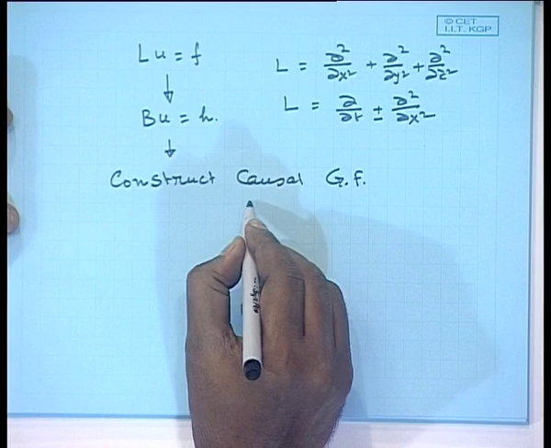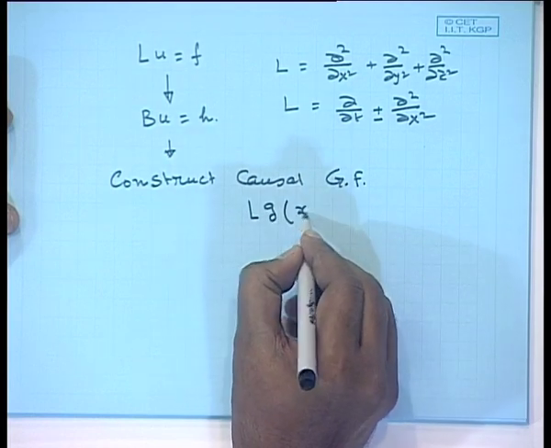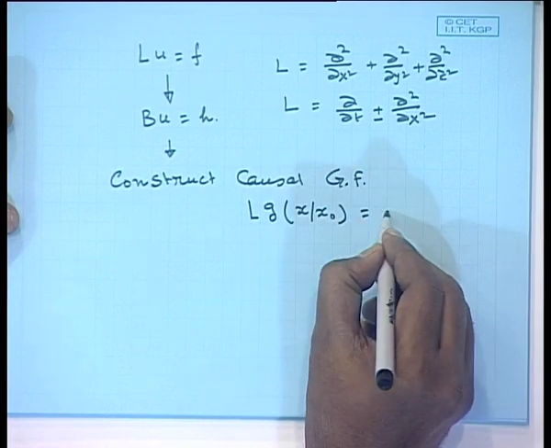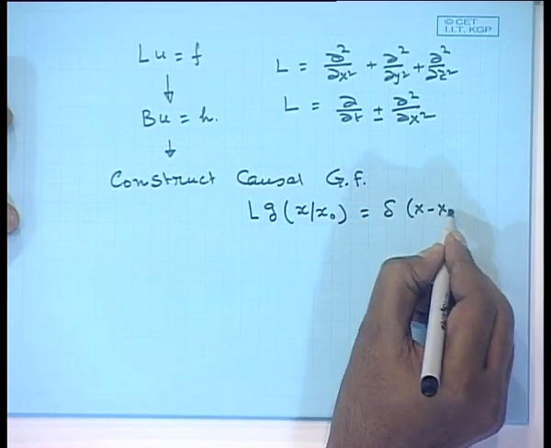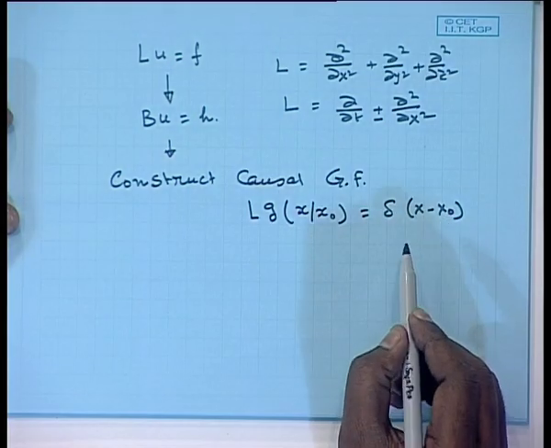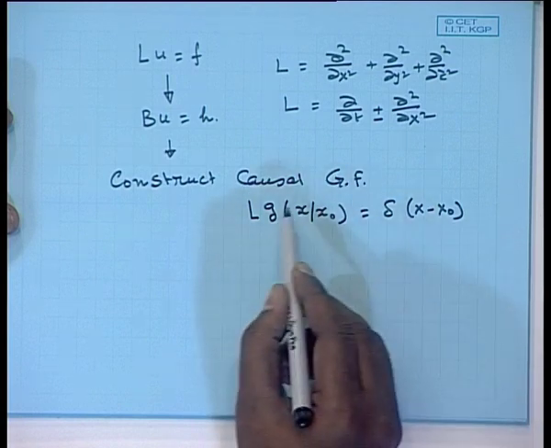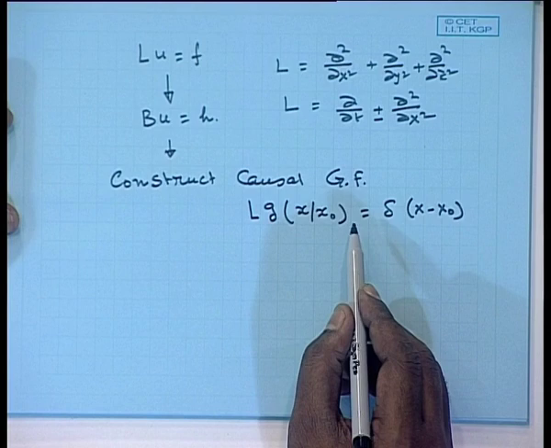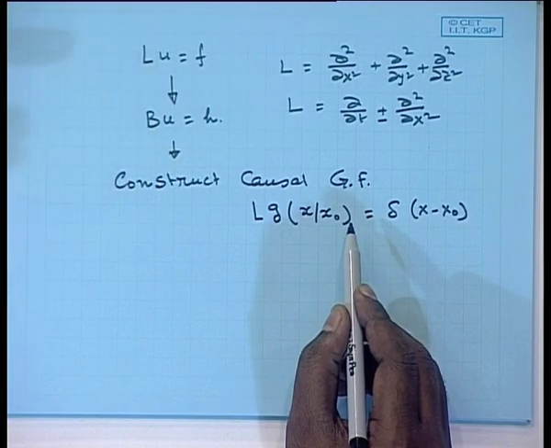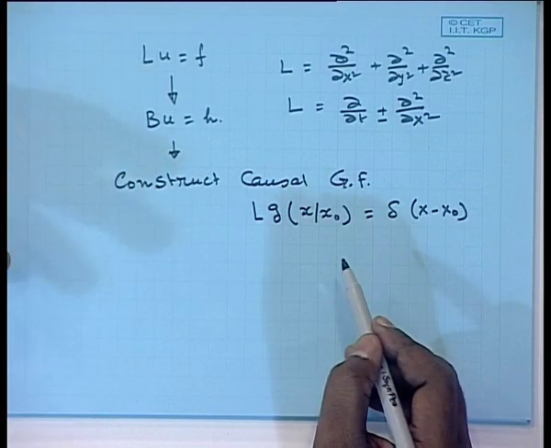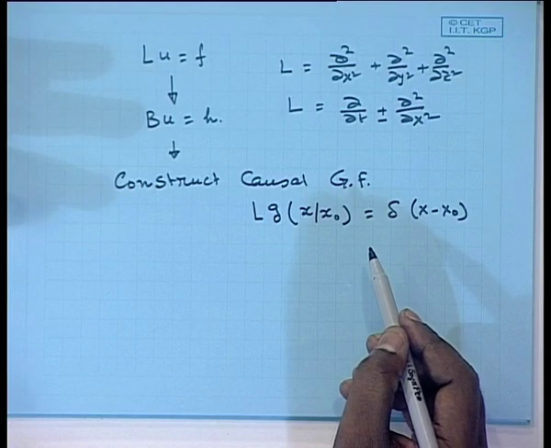and it will simply be L g of x by x naught equal to the Dirac delta function, delta x minus x naught, in one dimension. At the location x naught you are giving a unit impulse. This is the formulation of Green's function in one dimension. One dimension means it is an ordinary differential equation. We will give you an example for the purpose of demonstration of how to find the Green's function in the one-dimensional case, then you can extend it to a multi-dimensional problem, 2-dimensional or 3-dimensional.